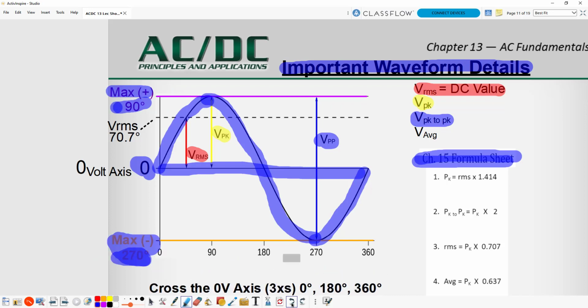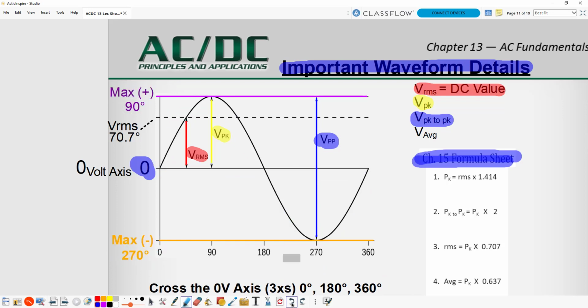And there's one other degree rotation that is very important to us, and it's called RMS. RMS, as you see here, is the equivalent DC value. The equivalent DC value. That occurs at 70.7 degrees, and we'll be doing calculations to find RMS and to convert from RMS to find what is called peak.